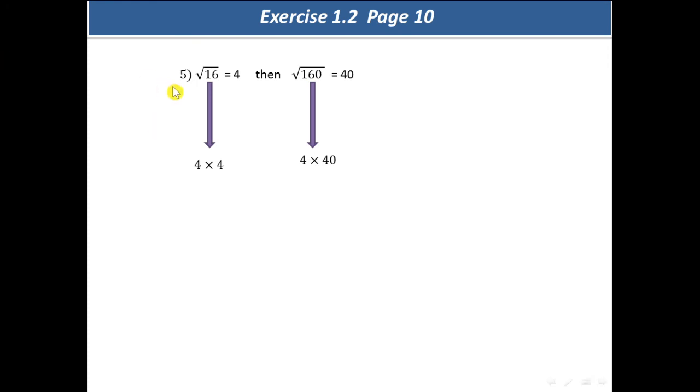Of course, the answer here is wrong, because the square root of 160 is 12.649. You see the point? The result of this square root will be a decimal. And why? Because the number is not multiplied by itself. So this answer 40 is wrong. This one is correct because it's multiplied by itself, but this is wrong because the number here is not a number multiplied by itself. And the answer would be a decimal, not 40.